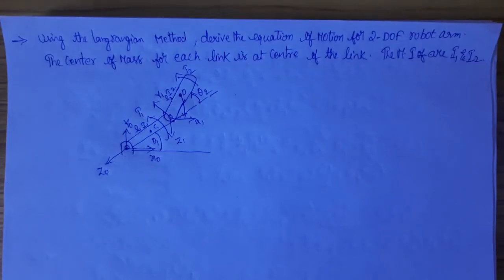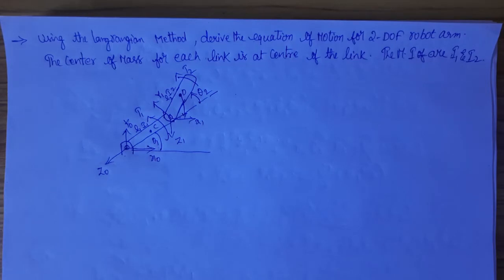Hello students, here is a problem related to Lagrange's method. We have seen so many problems up to now, so here is another model. Using Lagrange's method, derive the equation of motion for a 2 degree of freedom robot arm.